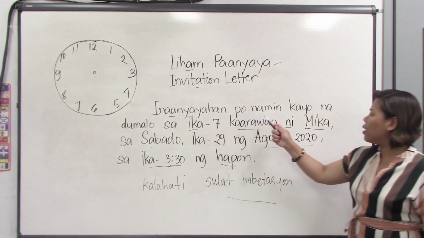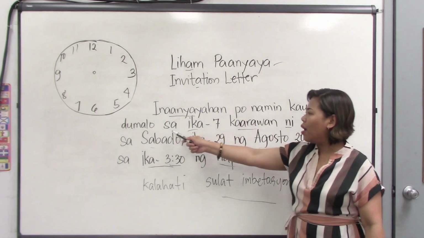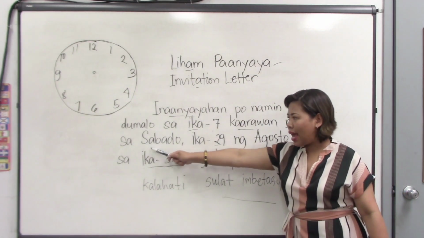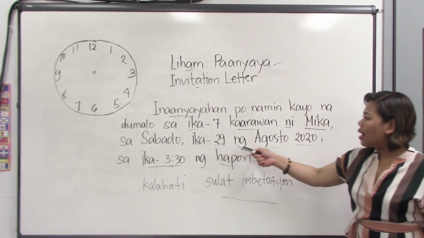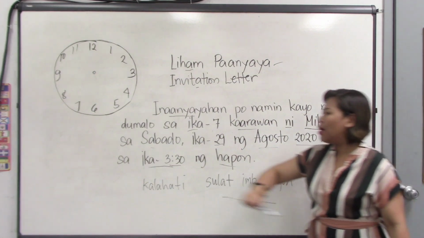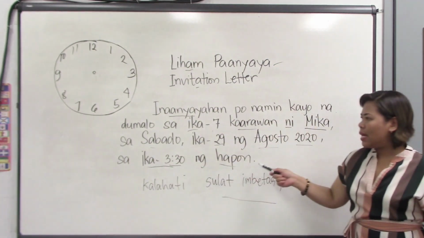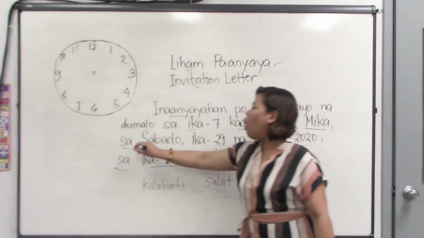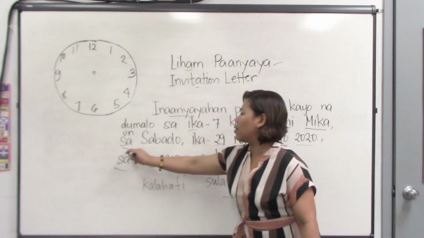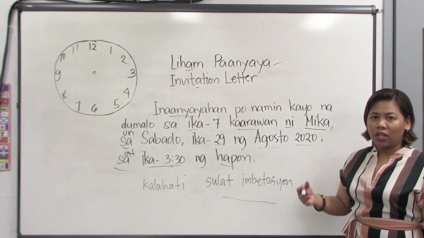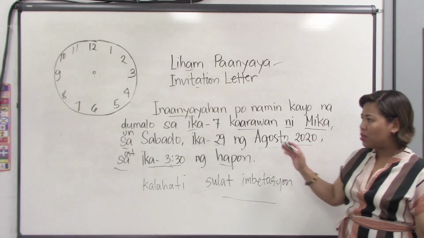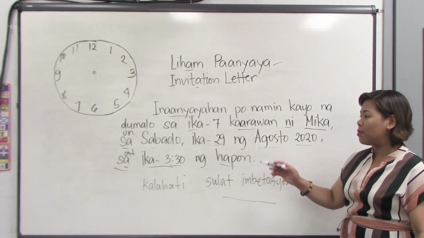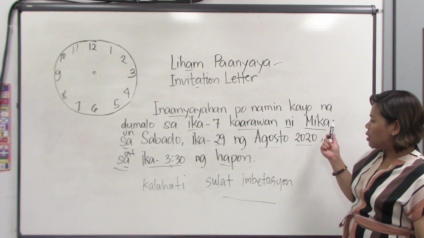So we are inviting you to join Mika's birthday. Mika's 7th birthday on Saturday, 29th of August 2020 at 3:30 p.m. If you notice, we use two prepositions here. On Saturday at 3:30. In English, it's very complicated to use prepositions, but in Filipino, we usually just use the word sa, and that is our preposition. So that's how you read this invitation.